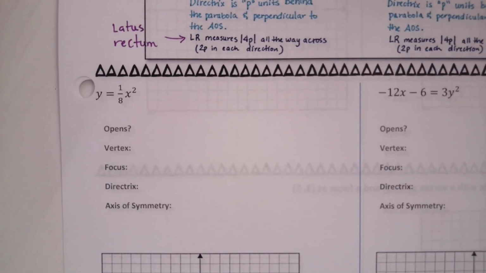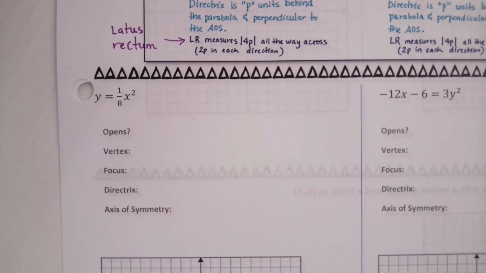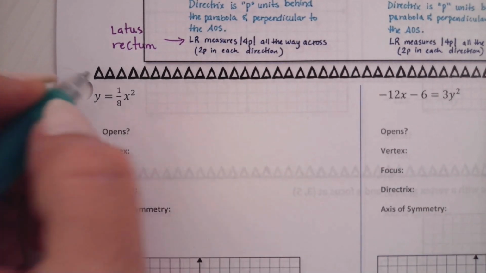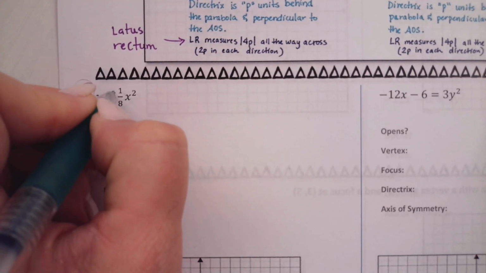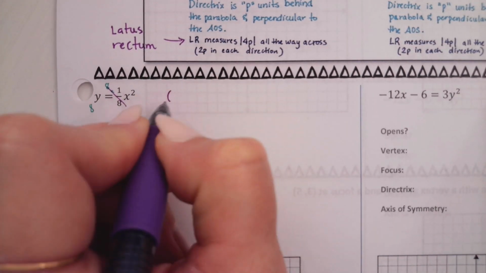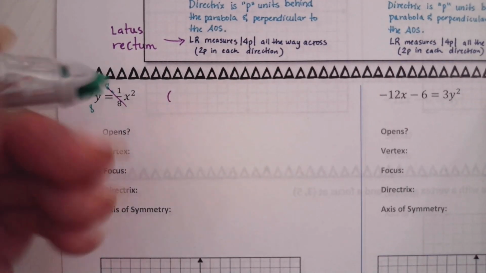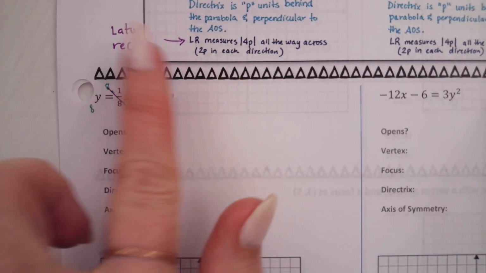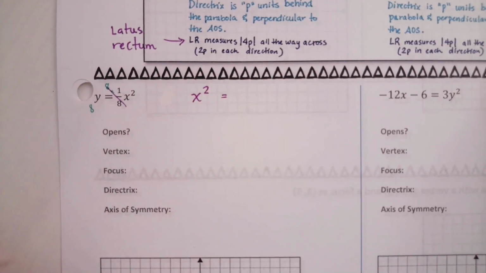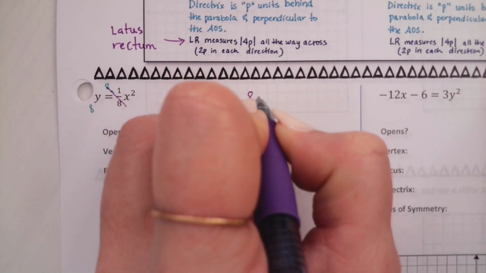Let's try one. For this first one here, to put it in standard form, I need to start by isolating the squared term. Squared term's not isolated yet. What could I do to isolate the squared term? Multiply by 8. Yes, times 8. For some reason, I prefer my squared term to be on the left side, so I'm going to write it on the left. So I'm going to have x squared on one side, and on the other side, I'm going to have 8 times y.